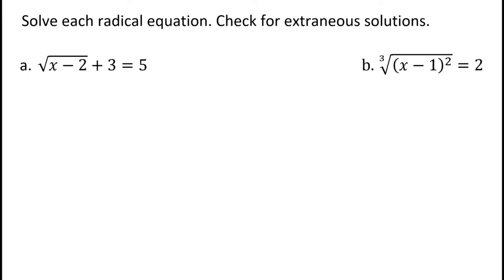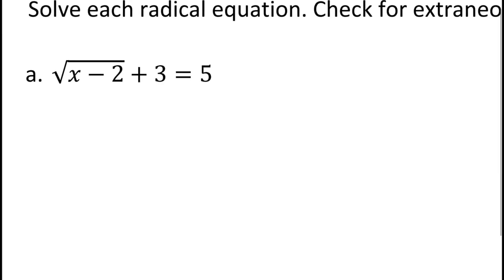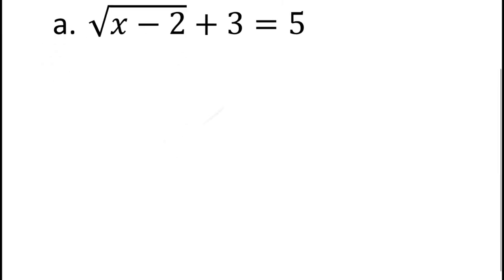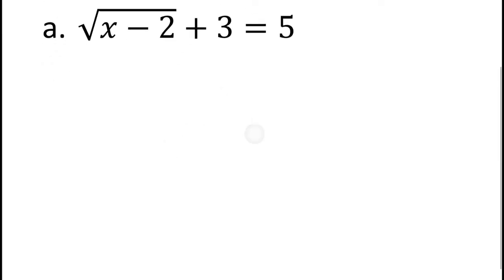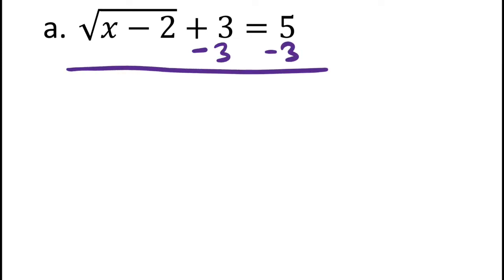All right, so let's try the first problem here. We want to solve the radical equations, again checking for extraneous solutions. Again, we want to isolate the radical, so we want to get the plus 3 out of the way. We're going to subtract 3 on both sides. So we have the square root of x minus 2 equals 2.